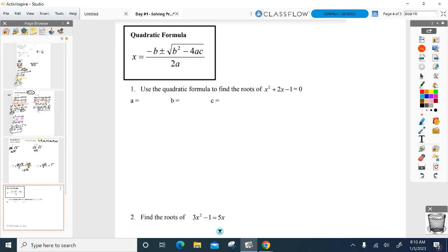Okay. Good news. I'll always give you this. You don't need to memorize this in this class. I will give you this on the test next week. All right. So I will give you this, but you do need to know how to use it. So use this quadratic formula to find the roots.